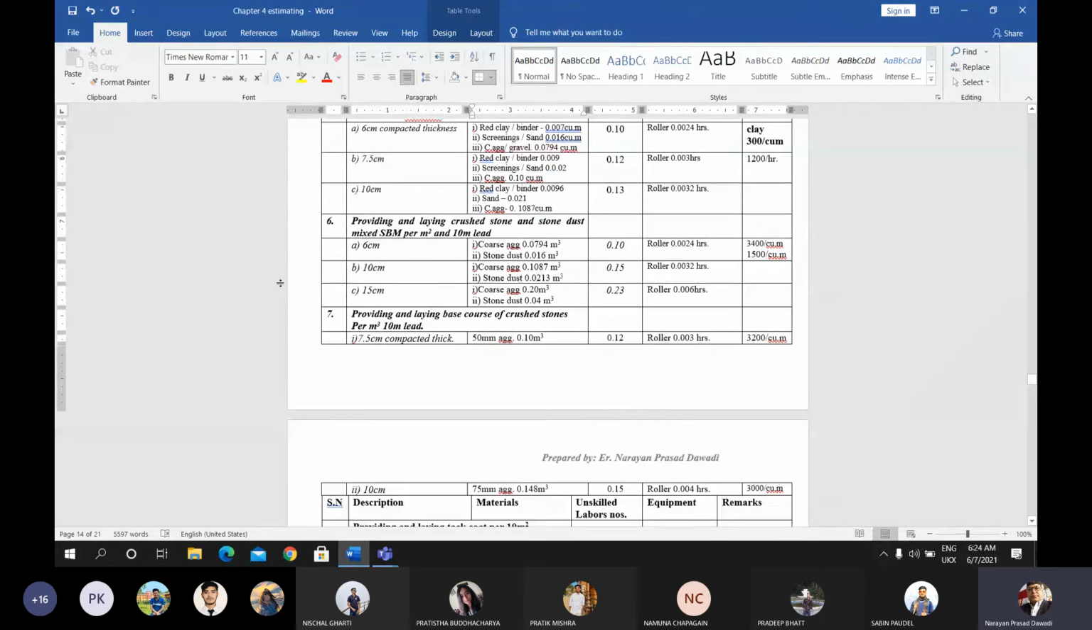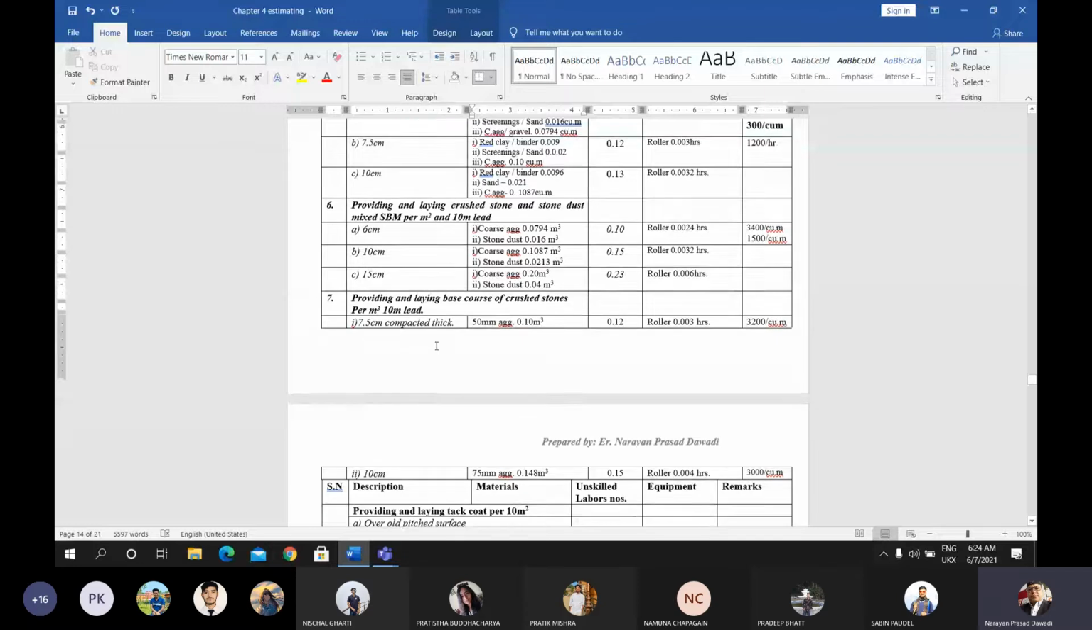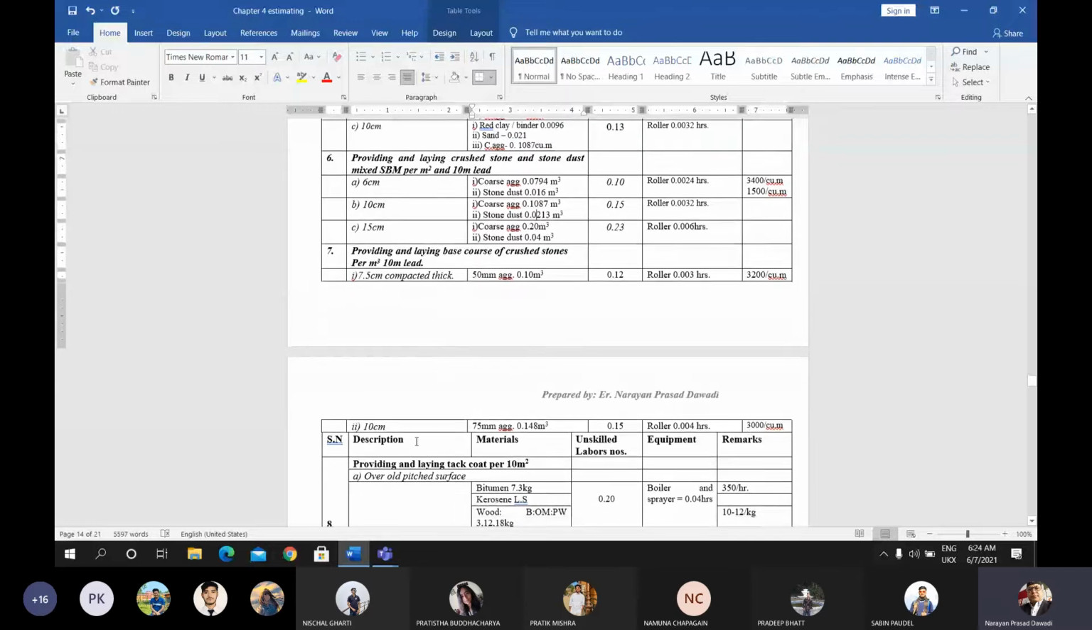Now, for providing base course of 7.5 centimeter compacted thickness and 10 centimeter compacted thickness, you can provide it as base course of 7.5 centimeter compacted thickness and 10 centimeter compacted thickness here.